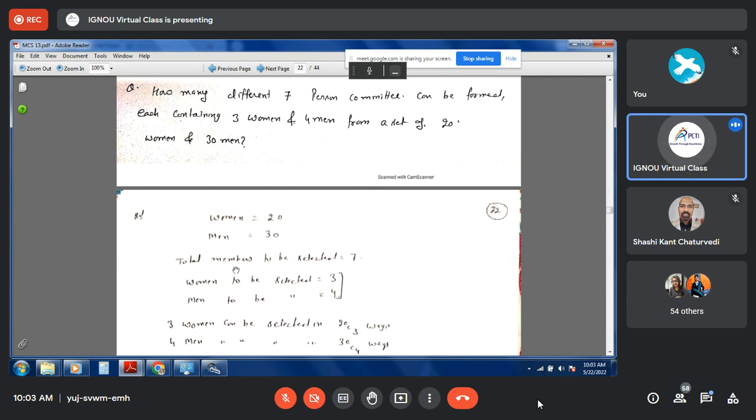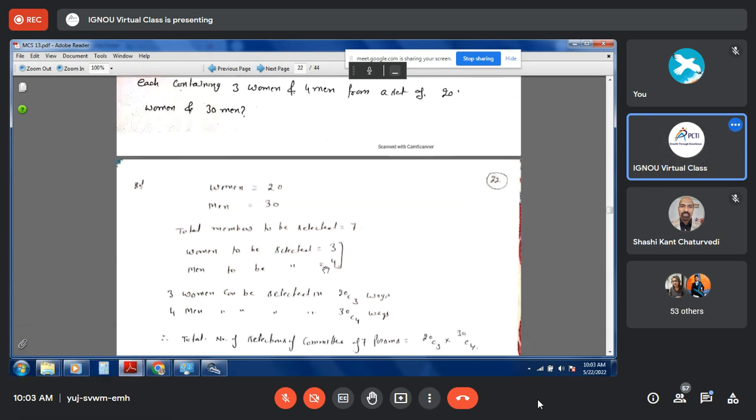So what we have to do? We have to constitute a committee, the total members to be selected being 7. Selection means we will select the 3 women and 4 men from this group and make a committee. That is separate. We keep them outside the group. Here it is a selection. Women to be selected 3 and men to be selected 4.